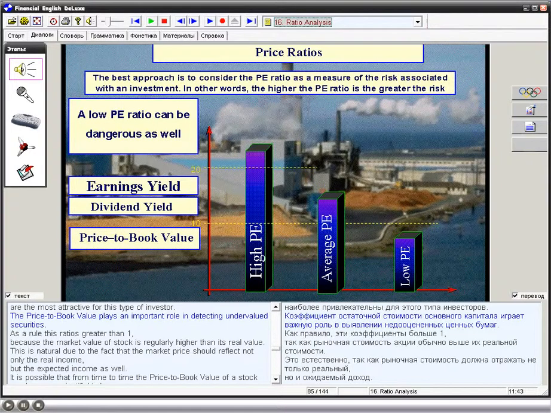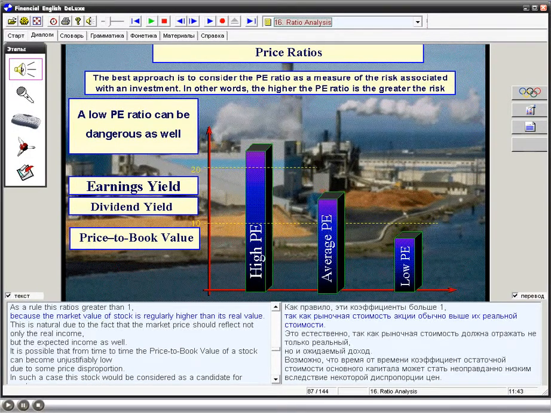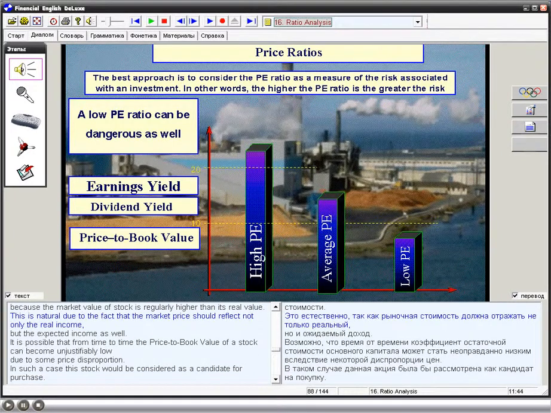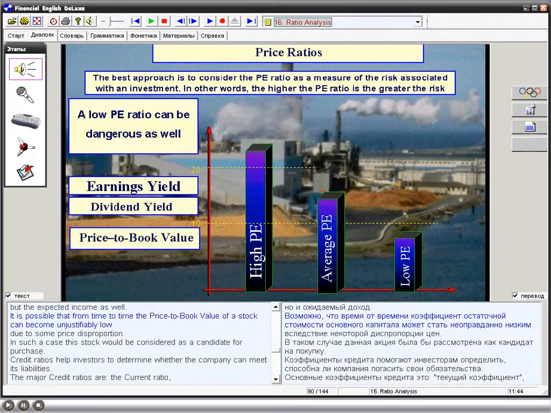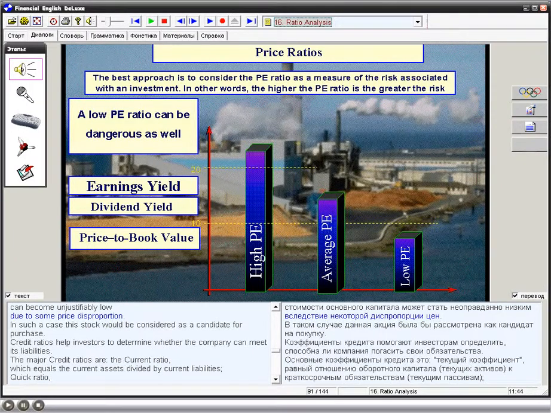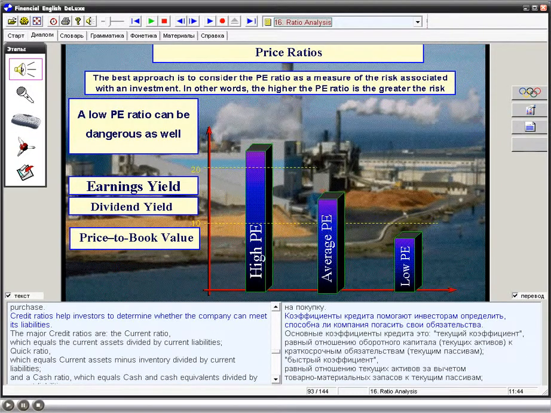The price-to-book value plays an important role in detecting undervalued securities. As a rule, this ratio is greater than 1 because the market value of stock is regularly higher than its real value. This is natural due to the fact that the market price should reflect not only the real income, but the expected income as well. It is possible that from time to time, the price-to-book value of a stock can become unjustifiably low due to some price disproportion. In such a case, this stock would be considered as a candidate for purchase.